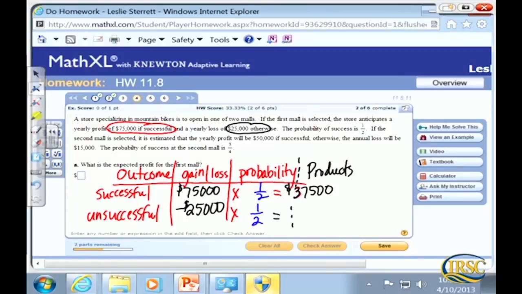Okay, what is negative 25,000 times 1/2? Negative 12,500. Okay, add these two numbers together. So 37,500 and a negative 12,500. Okay, so I heard 15,000. I heard wrong. 25,000. Okay, good. So 25,000 is our expected value for the first mall. These were yearly profits and losses, so this means that the expected profit for this first mall would be 25,000 a year.